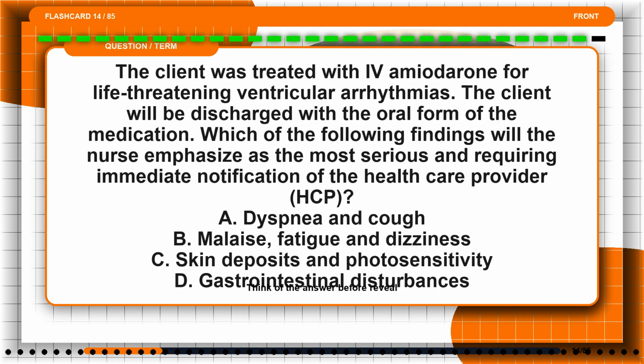Flashcard 14. The client was treated with IV amiodarone for life-threatening ventricular arrhythmias. The client will be discharged with the oral form of the medication. Which of the following findings will the nurse emphasize as the most serious and requiring immediate notification of the healthcare provider, HCP? A. Dyspnea and cough. B. Malaise, fatigue, and dizziness. C. Skin deposits and photosensitivity. D. Gastrointestinal disturbances. Think of the answer before the reveal.